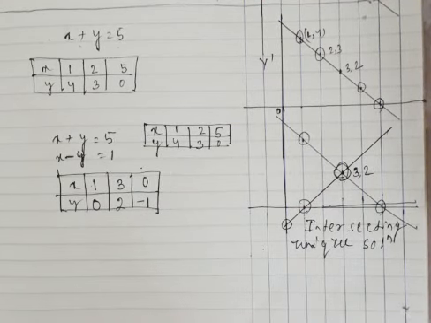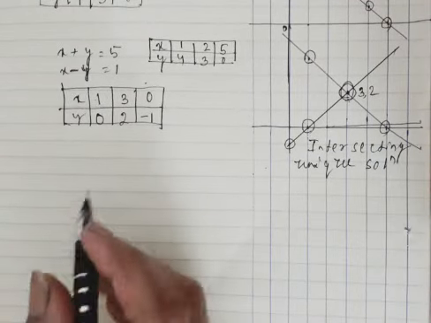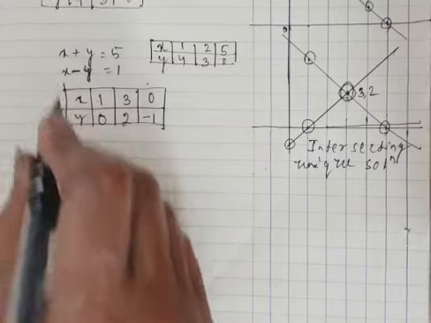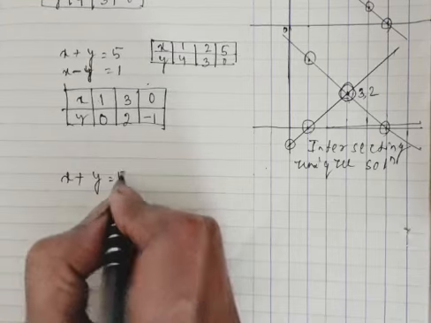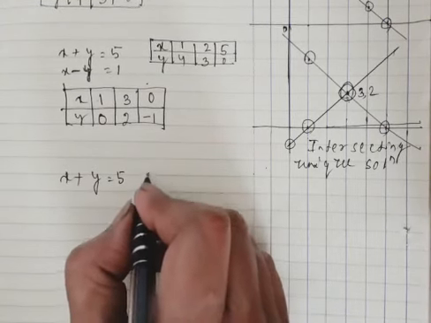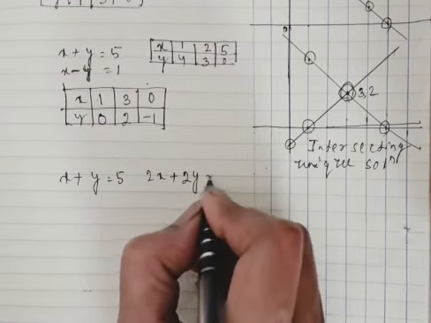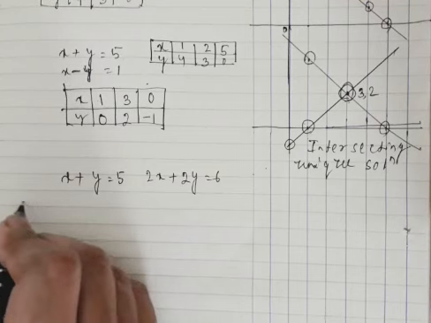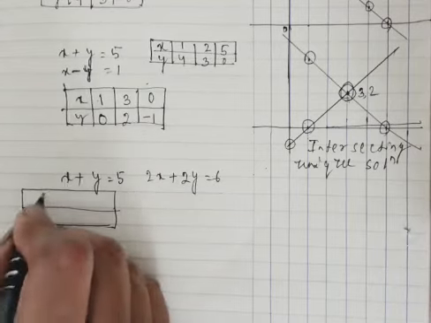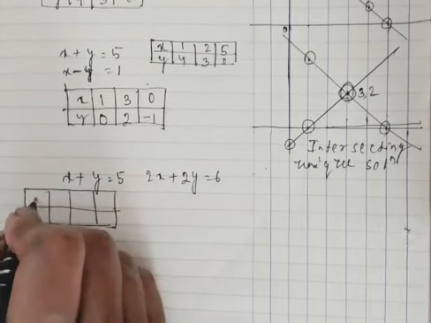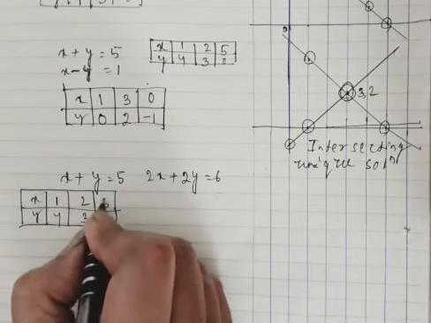Next, let us take another pair of linear equations. Every time I am taking the first one so that it will be easy for us to draw the graph. And the second one, suppose we have 2x + 2y = 6. Now the solution for the first one, again the same. x, y: 1, 4; 2, 3; 5, 0.